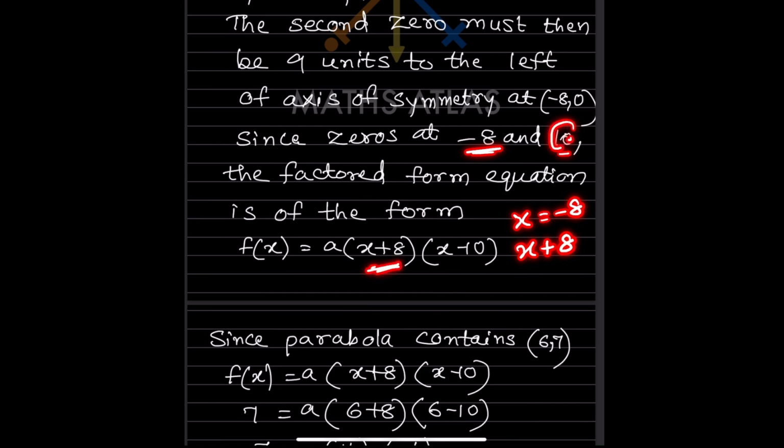And 10 means what will you write here? x equals 10, so when you change the equation, that will be x minus 10. So be careful how to write this part. Whenever you have the zeros, you are going to use this way. And this is f of x equals a times (x plus 8)(x minus 10).